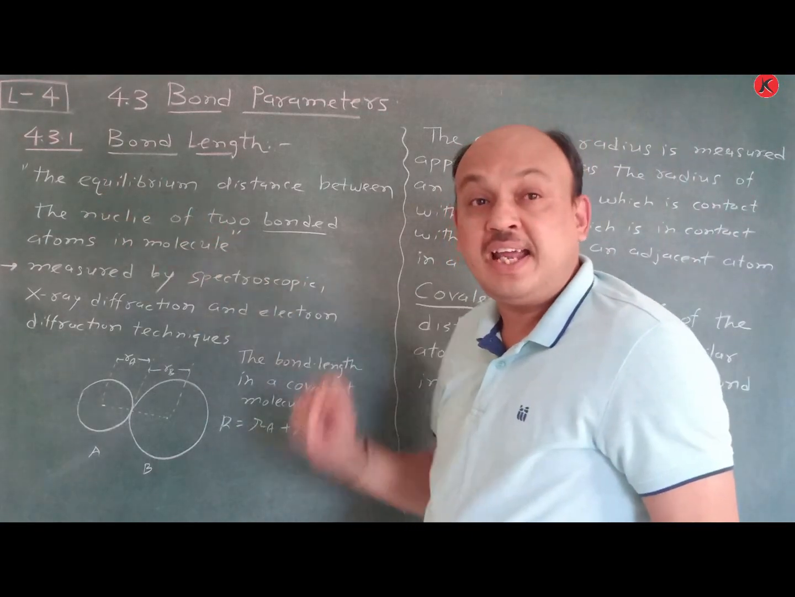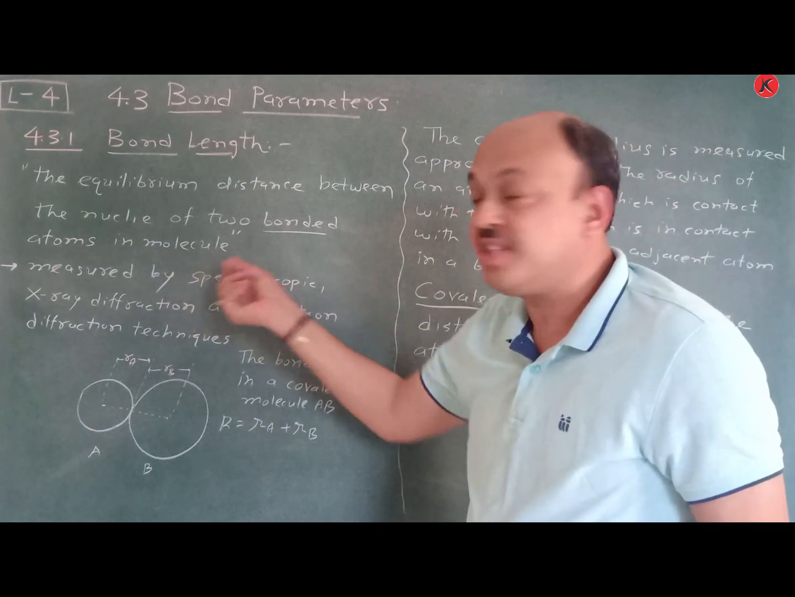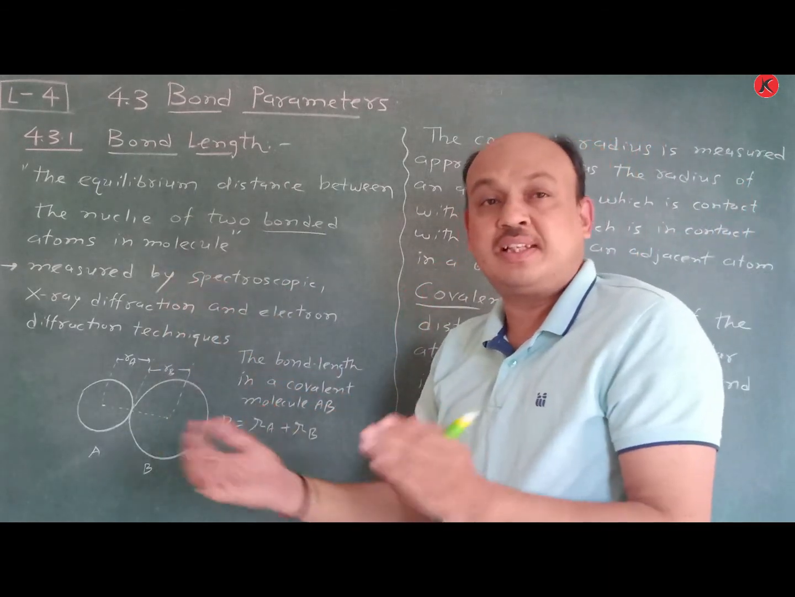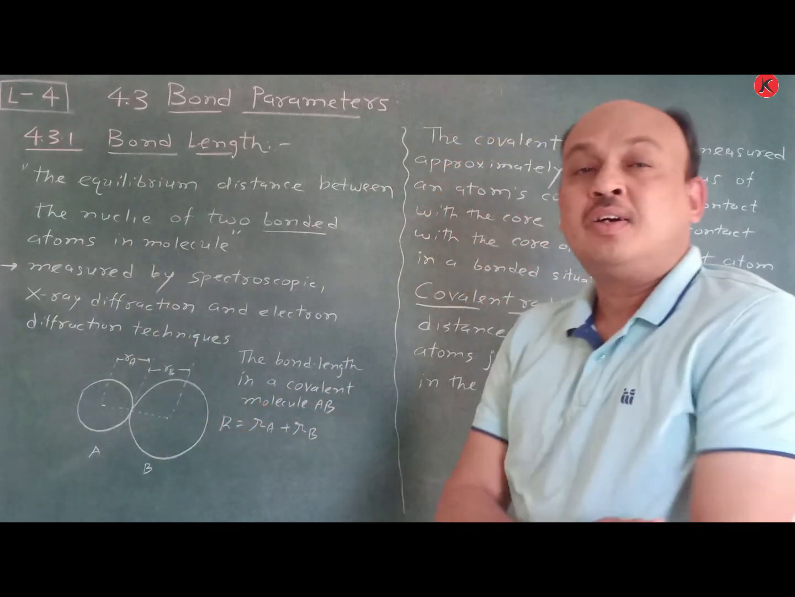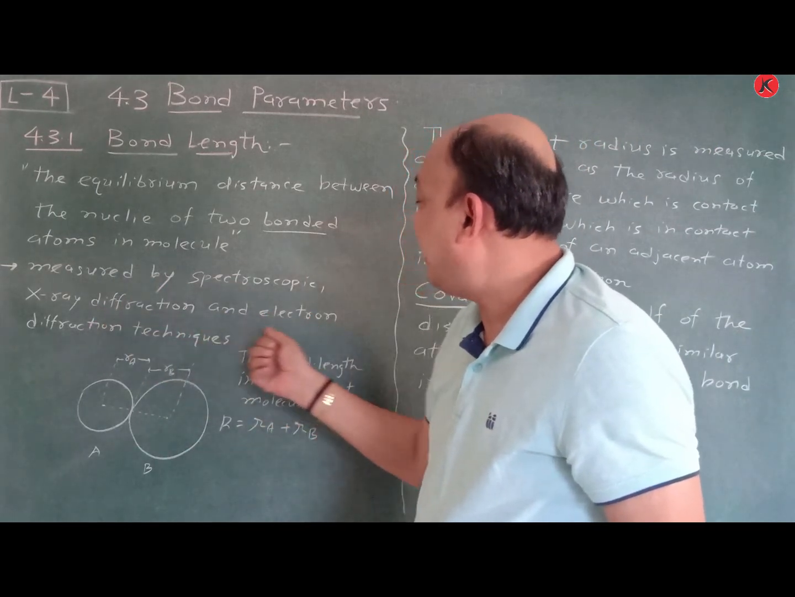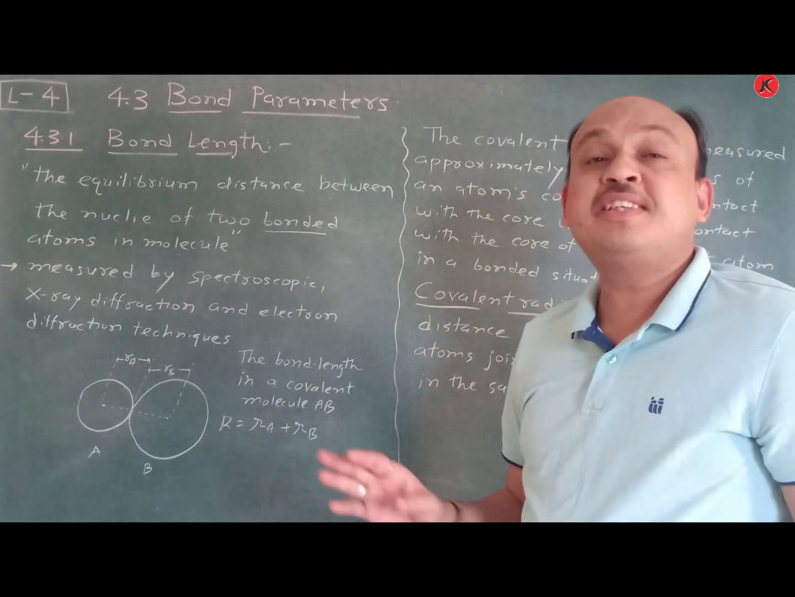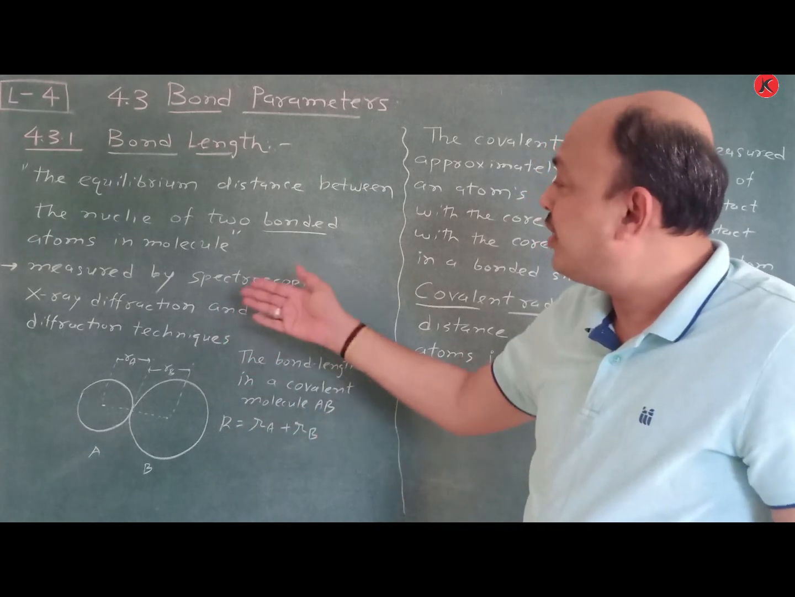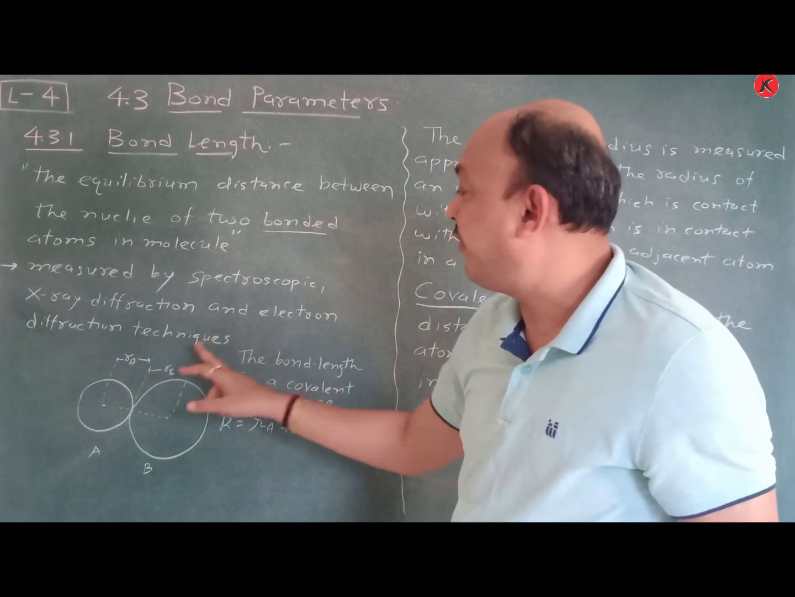Bond length is defined as the equilibrium distance between the nuclei of two bonded atoms in a molecule. That means two atoms are bonded with each other. Experimentally, it is measured by spectroscopic, X-ray diffraction, and electron diffraction techniques, which you will learn later in higher standards, in college. Here, do not bother; just remember the names: spectroscopic, X-ray diffraction, and electron diffraction techniques.